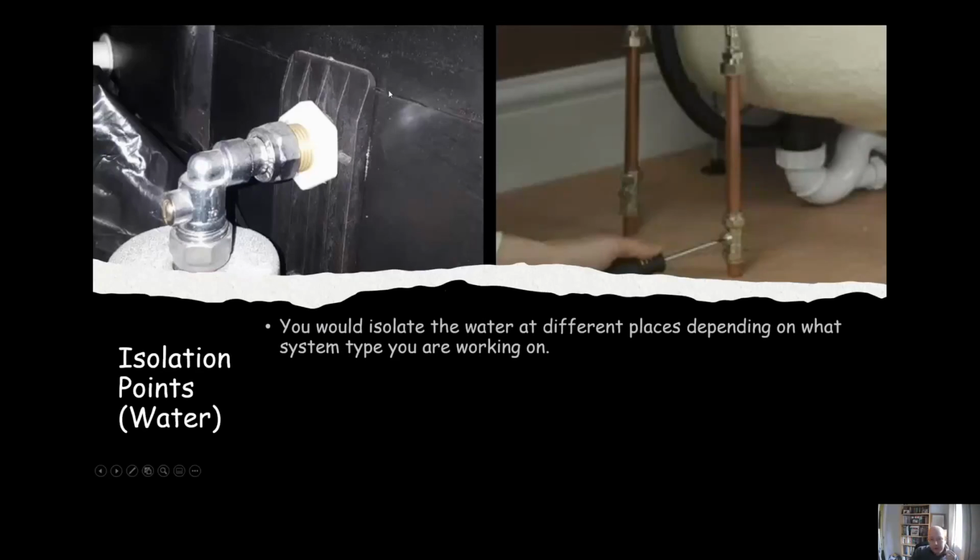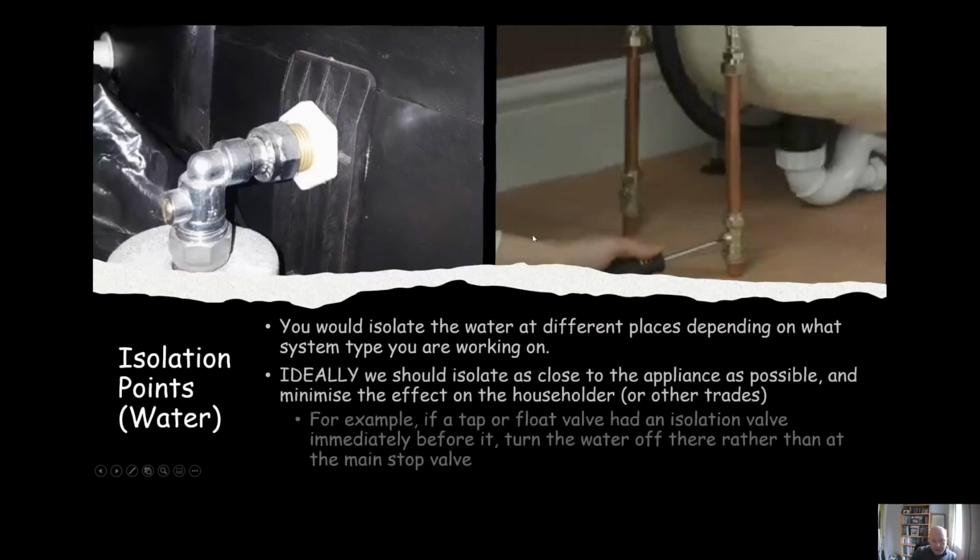So if you're working on a float valve and it's got an isolation valve before it, as it should do, you'd switch it off at that valve immediately before the float valve. Or, for example, if you're changing a tap on a bath, you'd isolate it on the supplies to the bath if they're there, but they're not always there.